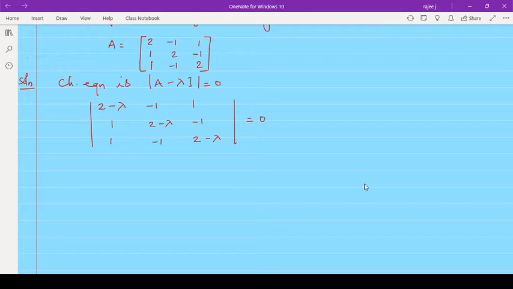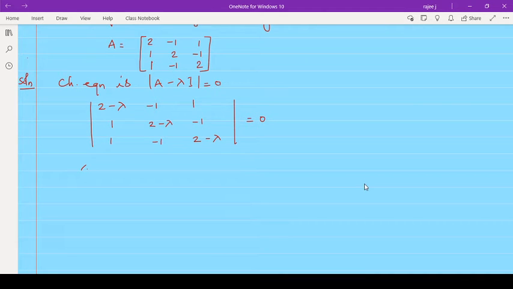Okay, so while opening this determinant, if you use the formula directly: lambda cubed minus the sum of diagonal elements into lambda squared, plus the sum of cofactors of diagonal elements into lambda, minus determinant of A equal to 0. That is a simple, easy formula to use.